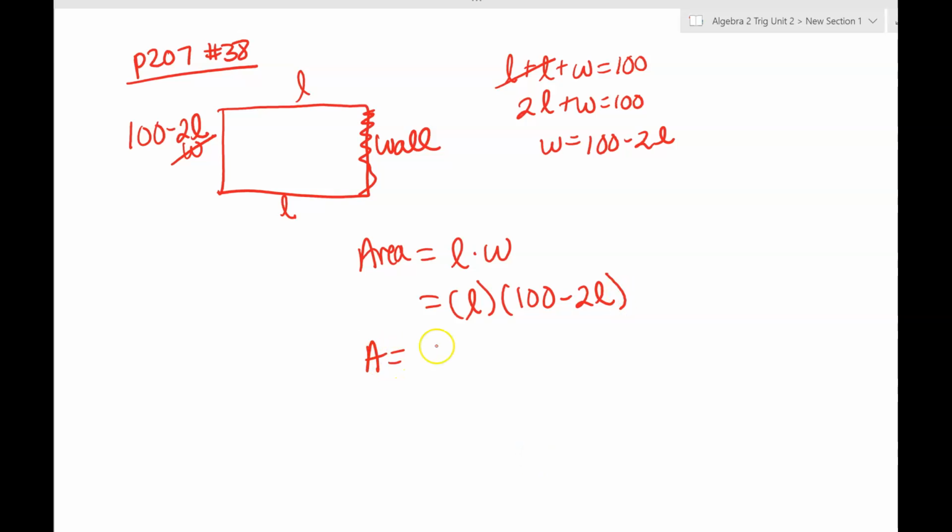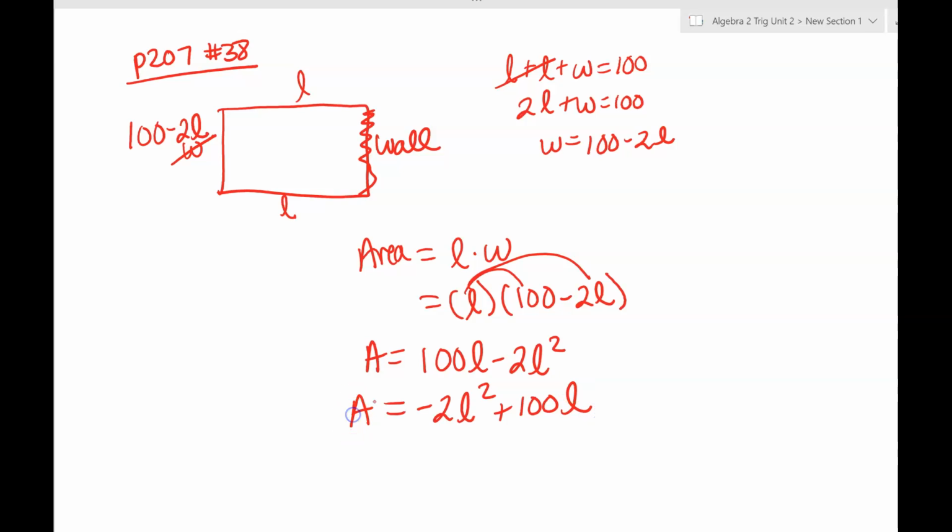So our area equation is this distributed to each of these. If we wrote that in standard form, we would write the negative 2L squared first plus the 100L. Now, we can basically take this and put this into a calculator. And when you do, you get a graph that looks like this. And our goal was to find the maximum area, which would be at the vertex.